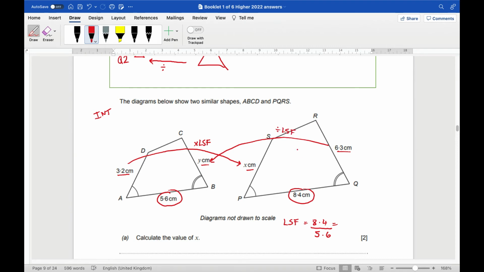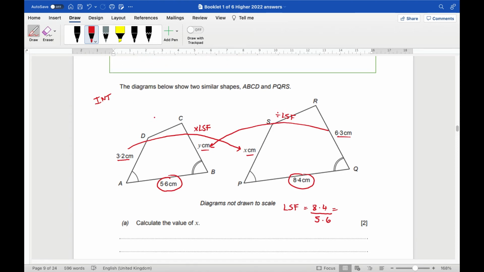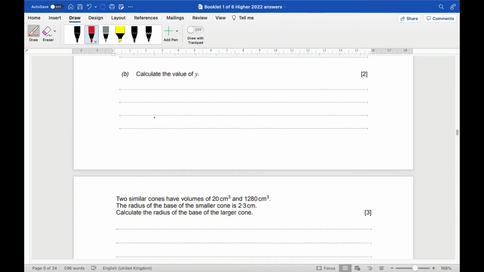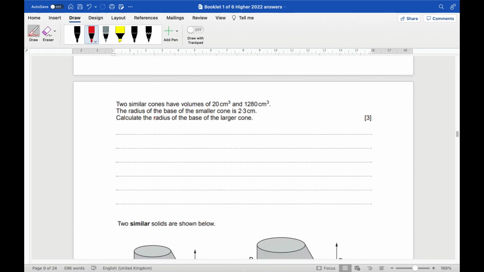It is all to do with lengths. No area, no volume, just the lengths of the sides. So I do not think that this is the standard that we need here. Okay? I think we need to up it to these questions. Okay. Two similar cones have volumes of this and this.